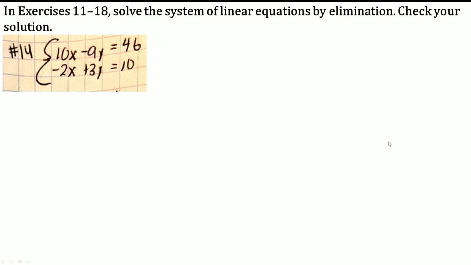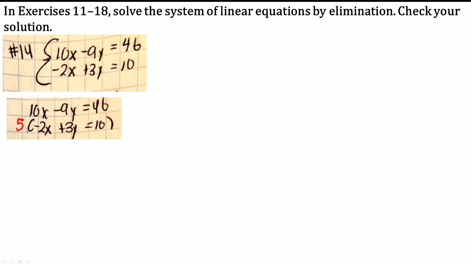14. 10x minus 9y is equal to 46. The bottom is negative 2x plus 3y is equal to 10. You could either work with both, but I used the bottom one. So I made this a 10. Oh, it became negative 10.